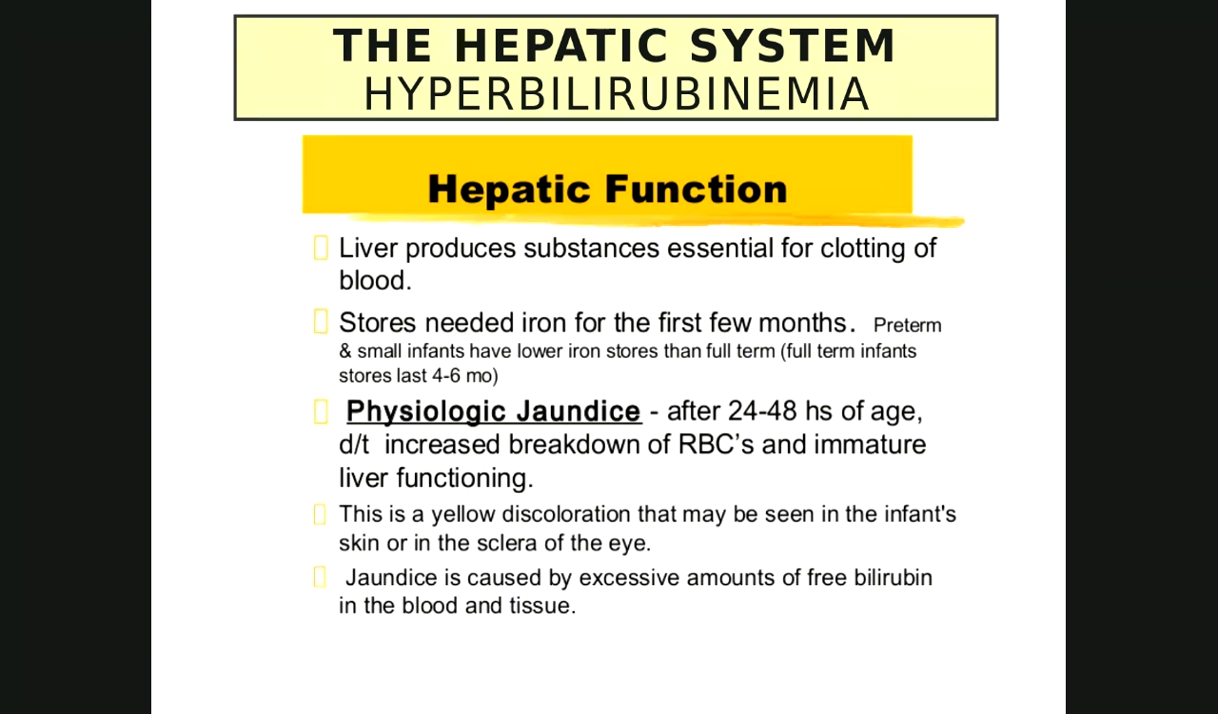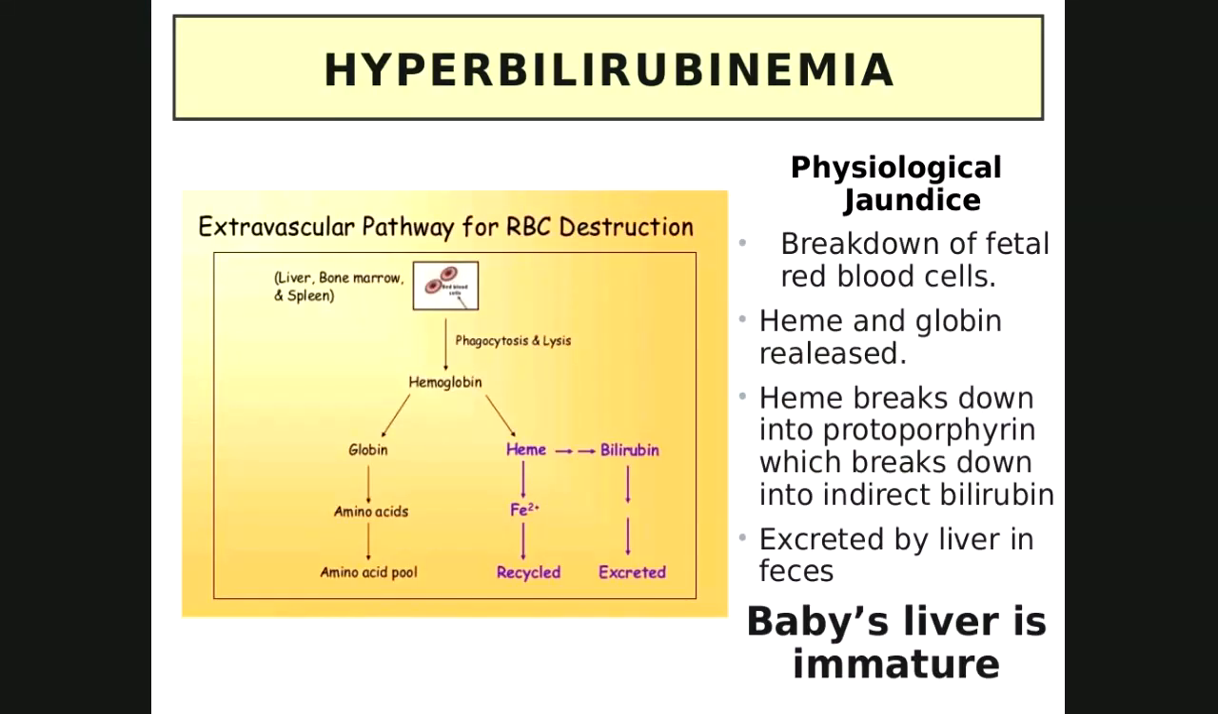So again, babies are born with an immature liver, so they're going to have a little bit of jaundice, okay? And that's physiological, okay? So I want you to understand the physiological basis of what causes this, okay? It's the breakdown of fetal red blood cells, okay? You get jaundice as a result of too much bilirubin, okay? And the bilirubin is a byproduct of broken down red blood cells, as you're going to see in a second.